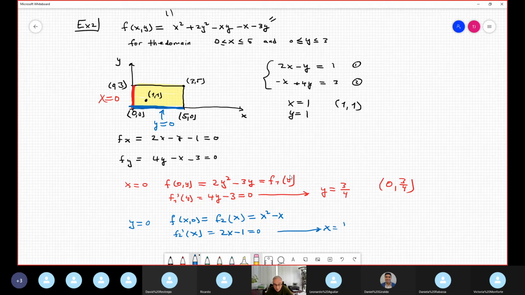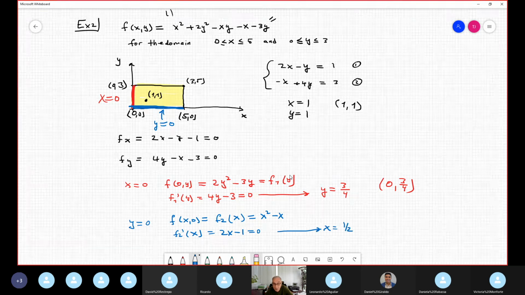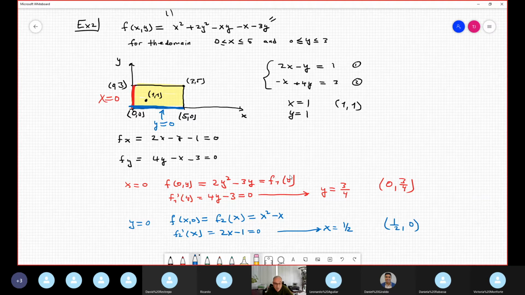X is equal to 1/2, and the point is (1/2, 0), no? Okay, we have here, look, that point is located here, approximately 3/4. We found another point here, 1/2, another point here. Maybe it's a good candidate to be a global maximum or global minimum, no?